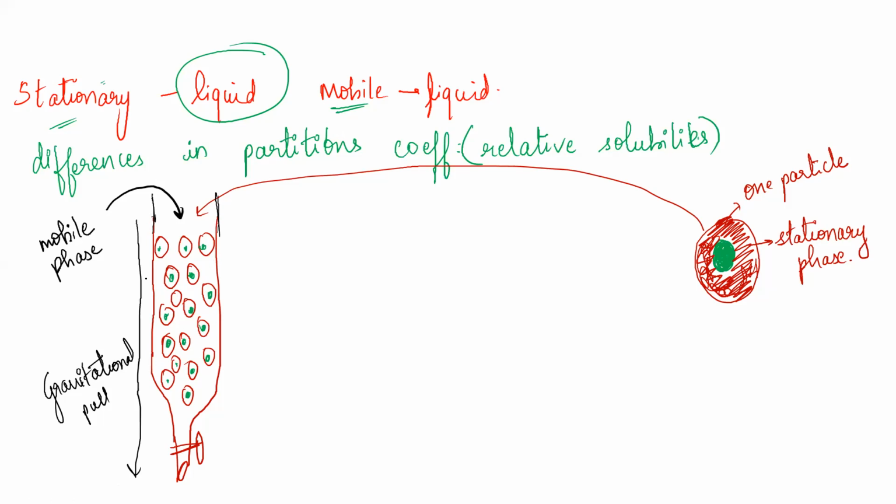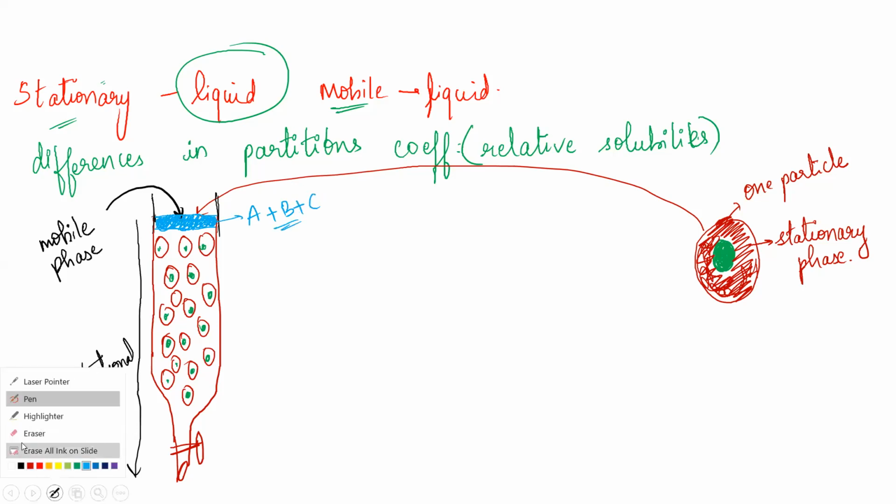After your stationary phase has become wet, you will load your sample. So what will you do? You will load the mixture that has been given to you, the mixture that has your analyte. You will pour it on the top of the stationary phase. Now this mixture can be A plus B plus C. Or just to avoid the confusion of having too many molecules, let us say A plus B, out of which you are interested only in A. Now you have loaded it.